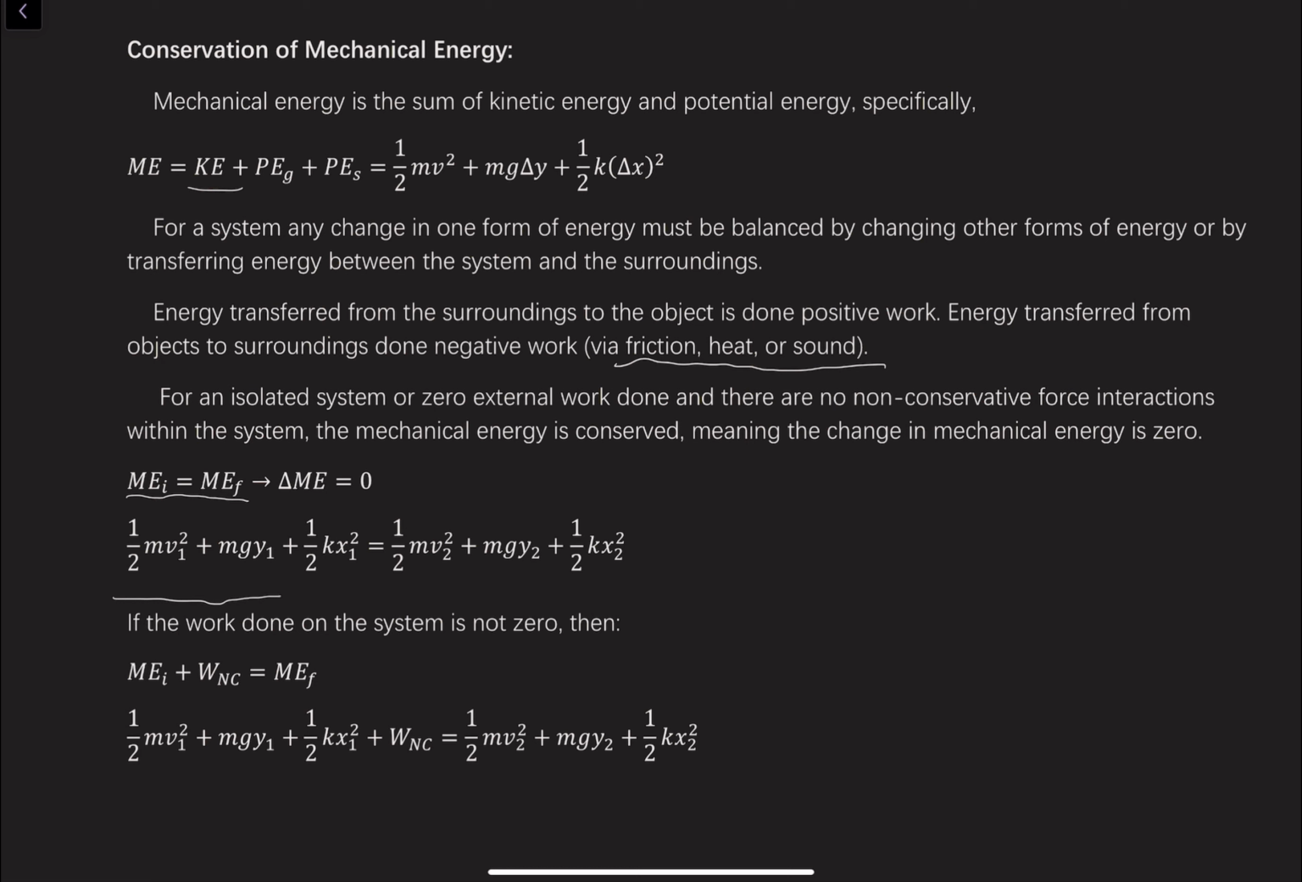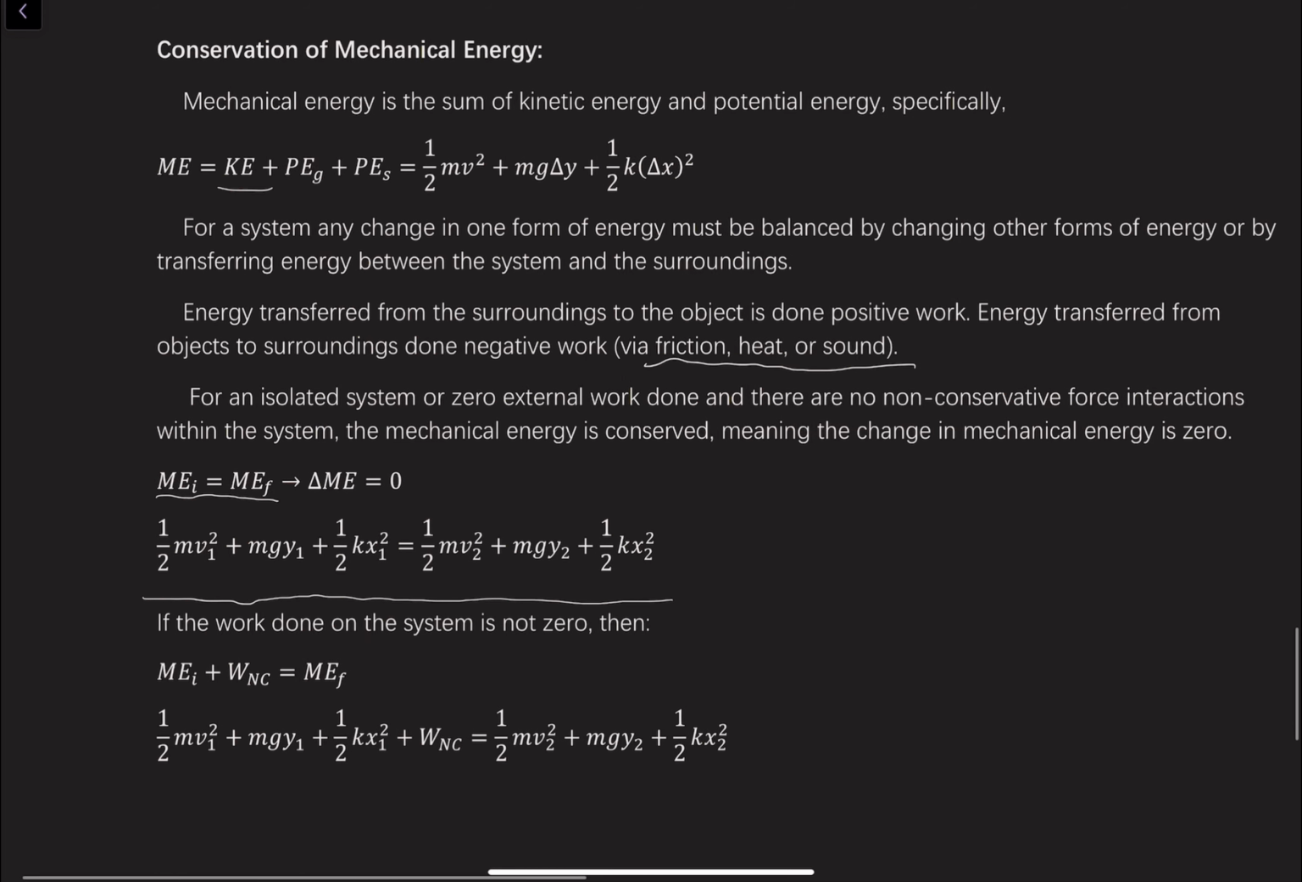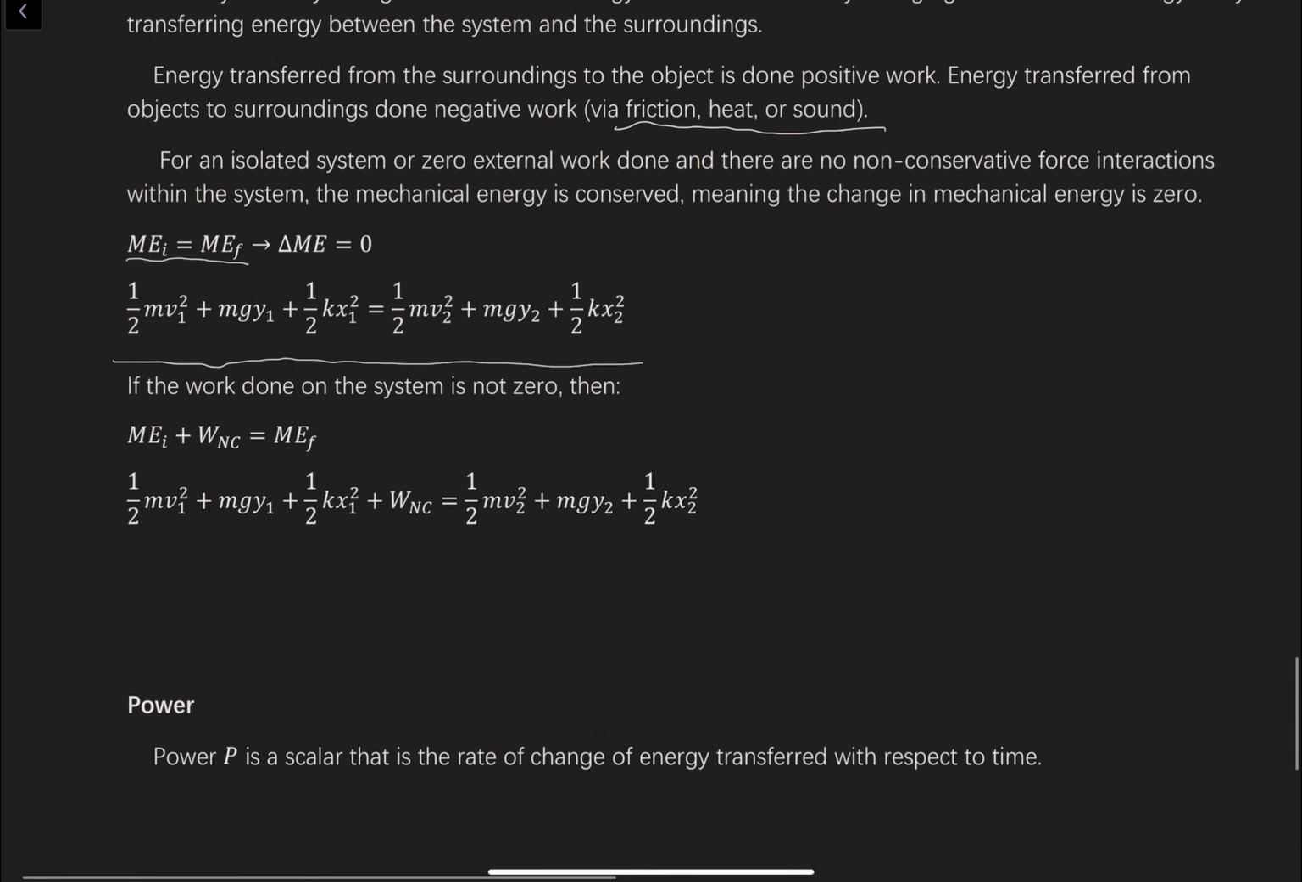You get this really, really long equation that you usually have to use if you are working to solve for some other values. And if the work done on the system is not zero, which is done by a non-conservative force usually, mechanical energy initial plus the work by non-conservative force equals the mechanical energy final. Which you get all these things.